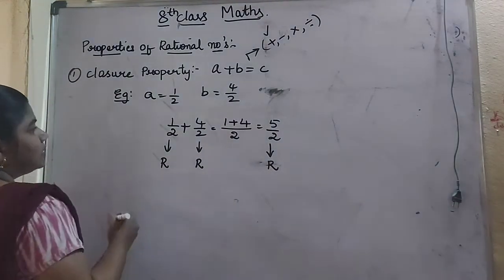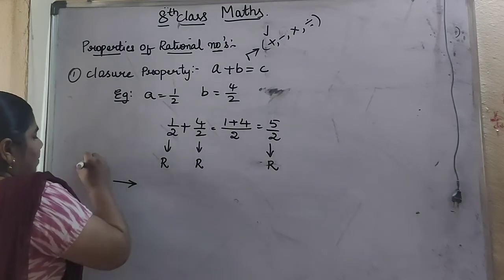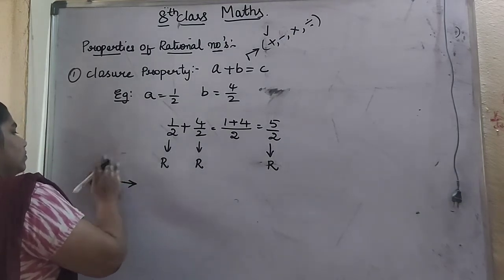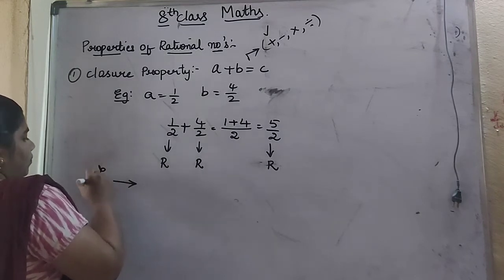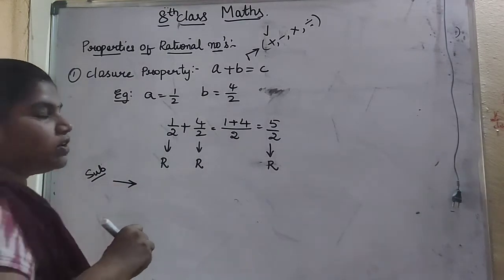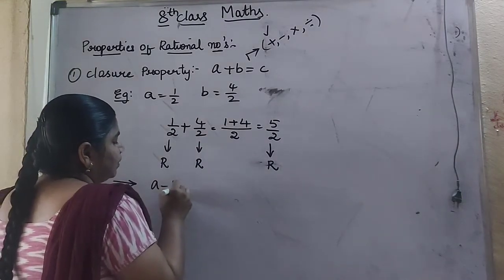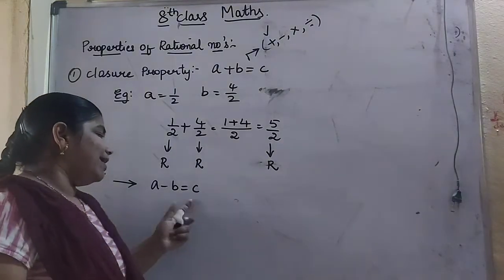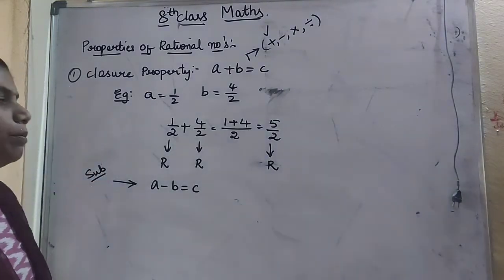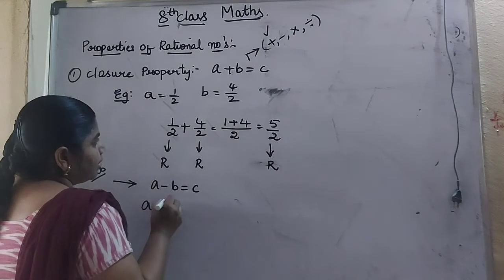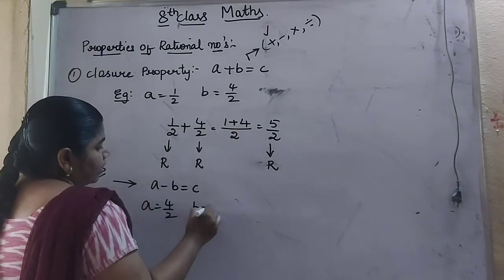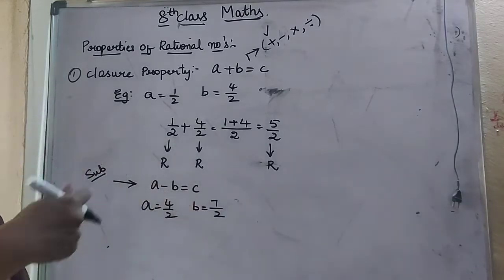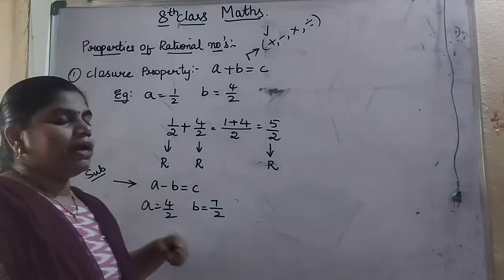Now we will check for subtraction. What is the general form of subtraction? That is A minus B is equal to C. So if you subtract any two rational numbers, the result should again be a rational number. Here I am taking the A value as 4 by 2 and the B value as 7 by 2. If you subtract these two, the C value, the result, should again be a rational number.